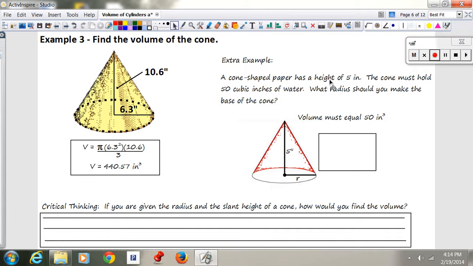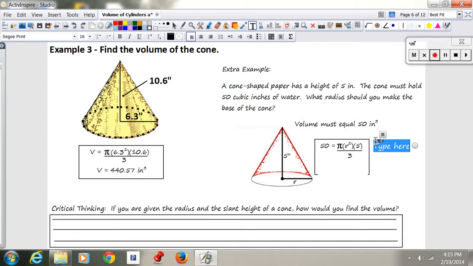Now, a cone-shaped paper has a height of 5 inches. The cone must hold 50 cubic inches of water, so the volume has to be 50. What radius should we make the base of the cone? What we need to do is fill in the pieces that we know. We know 50 is my volume. We know pi r squared is my area formula, but I don't know r, so I have to leave r in my problem. And I know my 5 is my height, and I divide by 3.